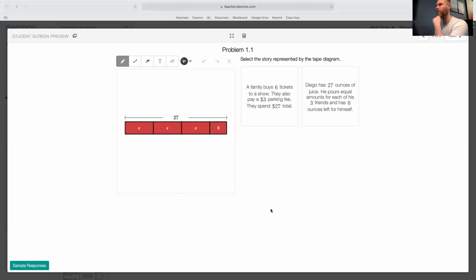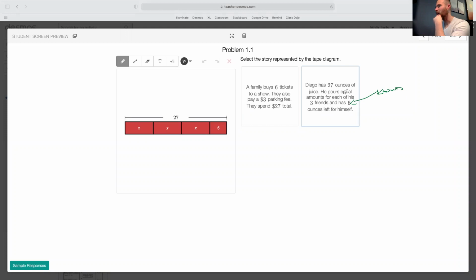Let's read the other one. Diego has 27 ounces of juice. He pours equal amounts for each of his 3 friends and then has 6 ounces for himself. Okay, so in this second story, the 6 is the known value, right? We know for sure he poured 6 ounces for himself. And so that should match with a number in the tape diagram. We should see that number 6 in there, and we do.